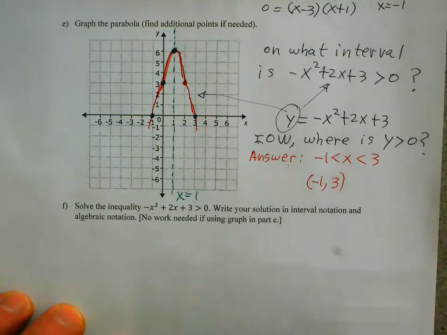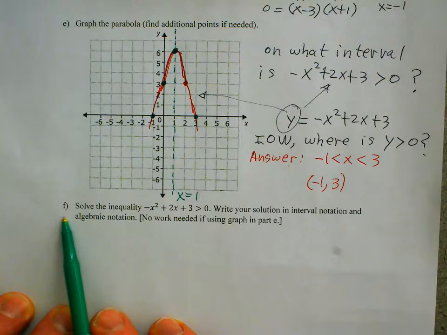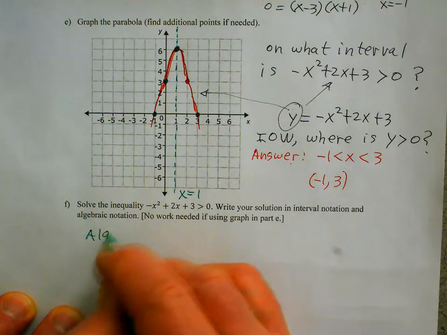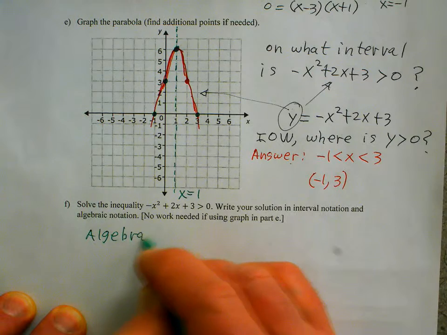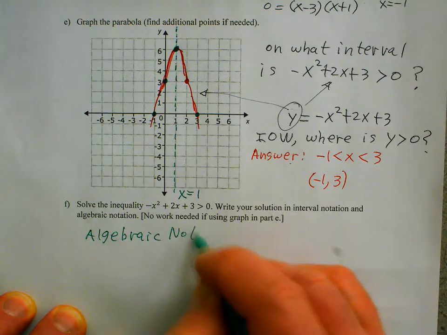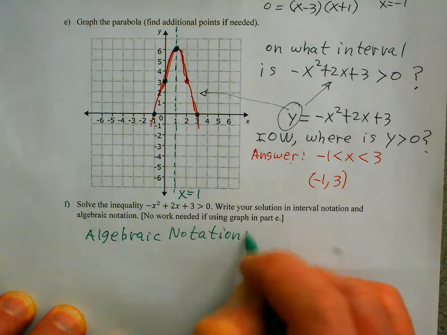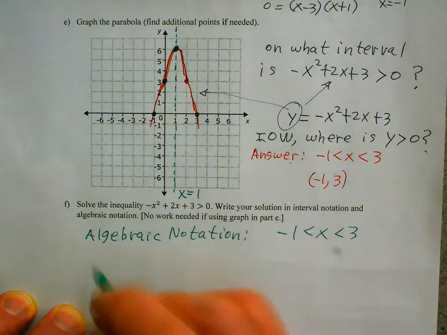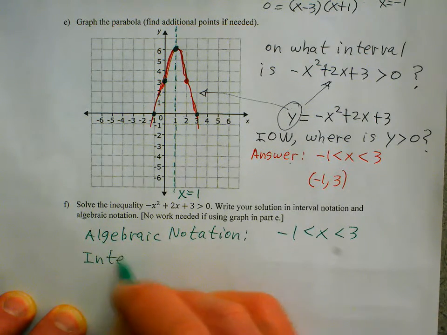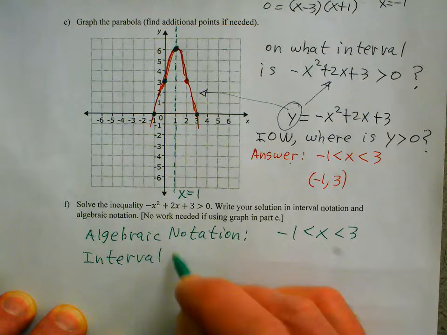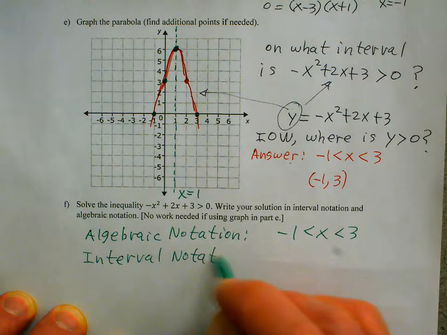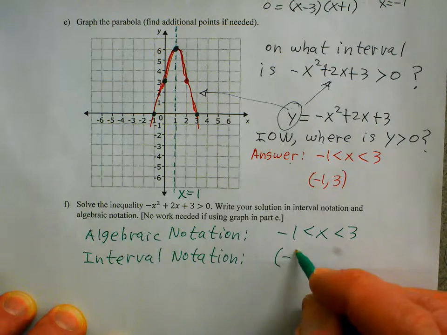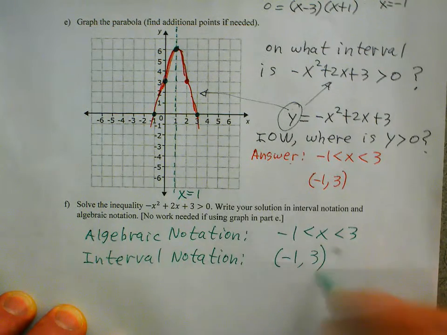Okay, but to follow the directions, the answer to part F, algebraic notation: negative 1 is less than x, which is less than 3. Interval notation for the same set of numbers: parenthesis, -1, comma, 3, parenthesis.